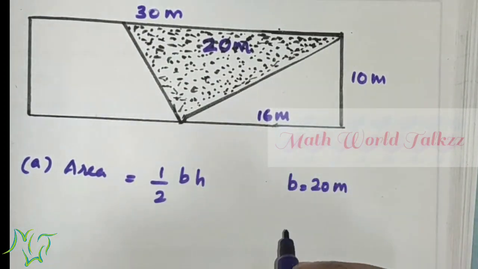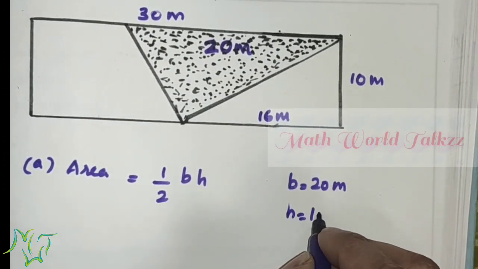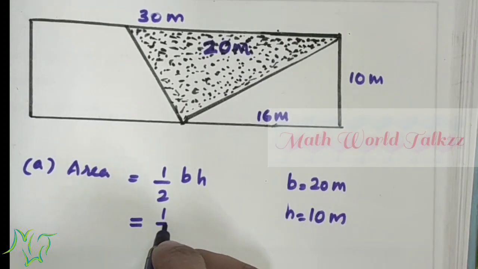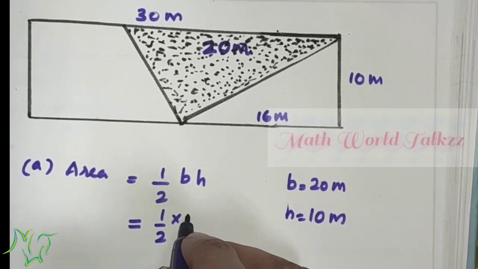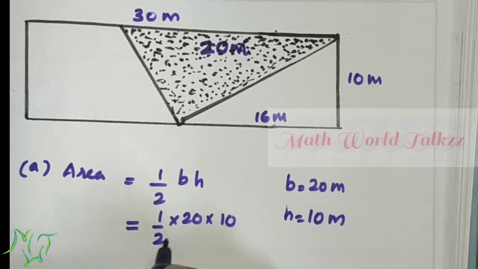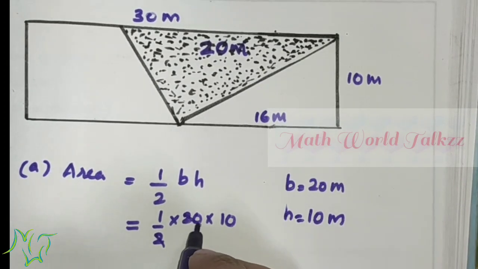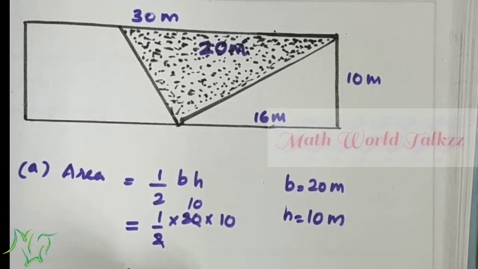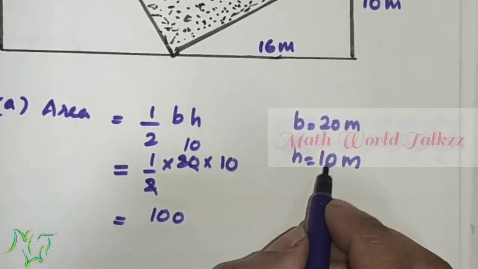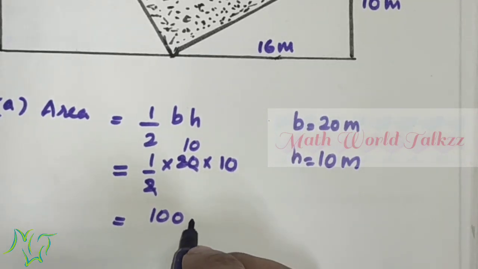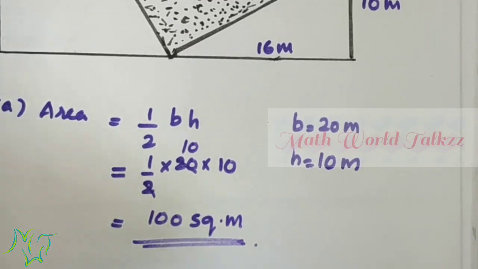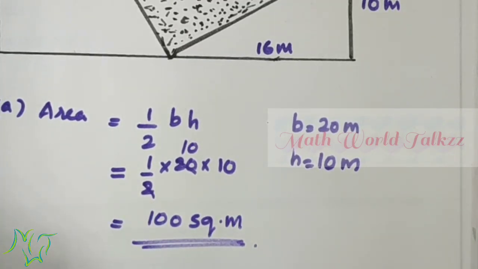So height is the same as 10 meter. So we can substitute here. Half into base is 20 into 10. Then we can cancel 2 in 20, 10 times. So this is equal to 100, and the unit here is meter, square meter. So this is our first answer.